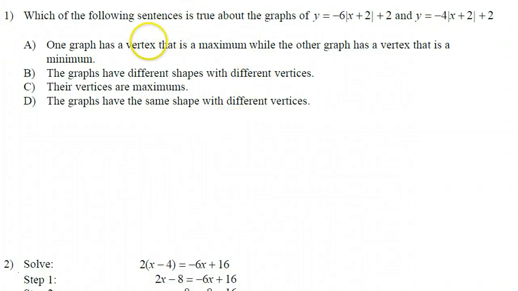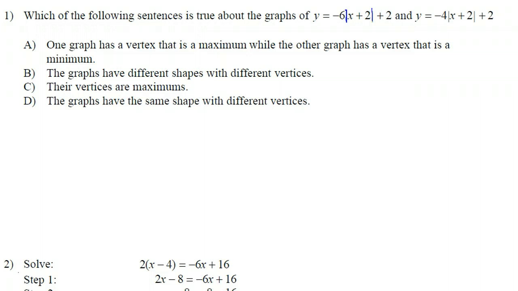For number one, it says, which of the following sentences is true about the graphs? And then they have two functions here. And we have a list of things to look at. So first, when we're talking about the graphs for these functions, we notice that they have absolute values.